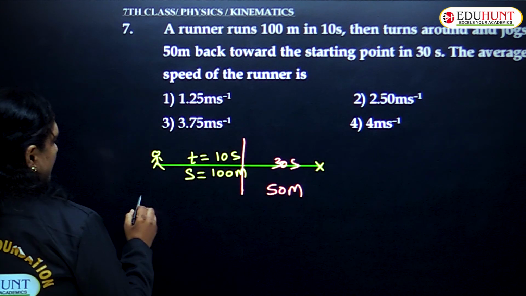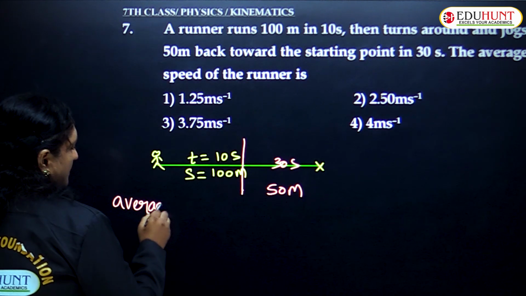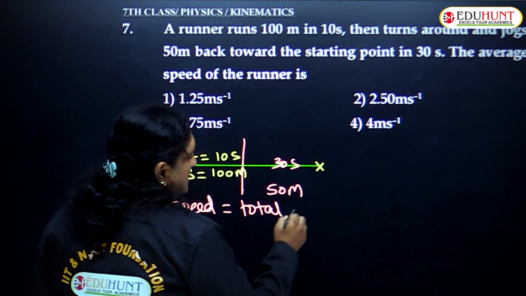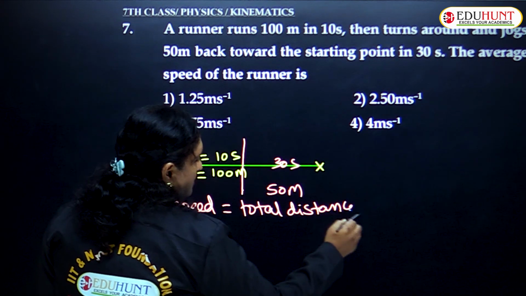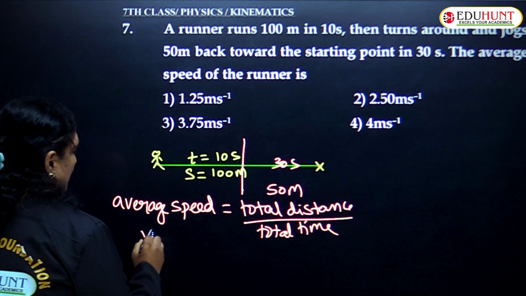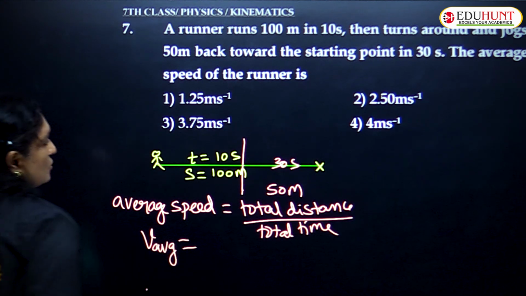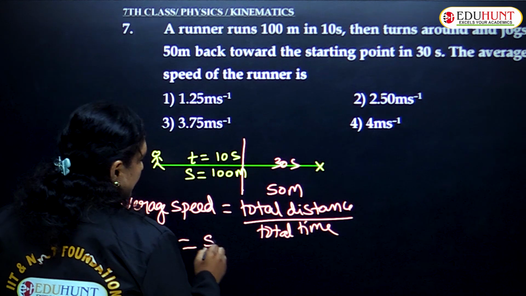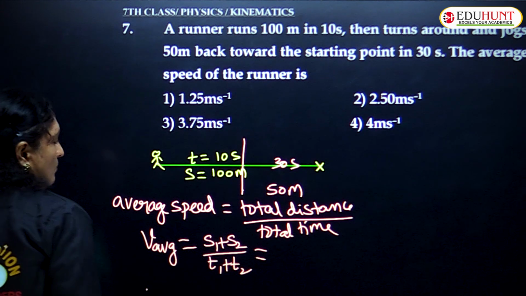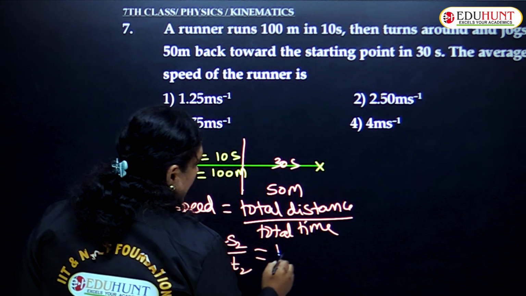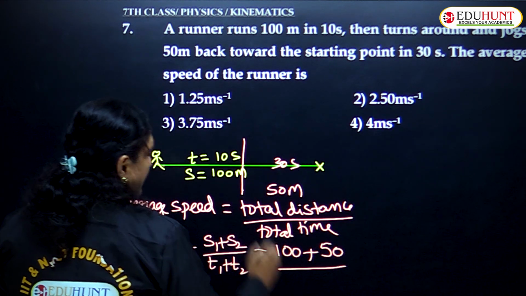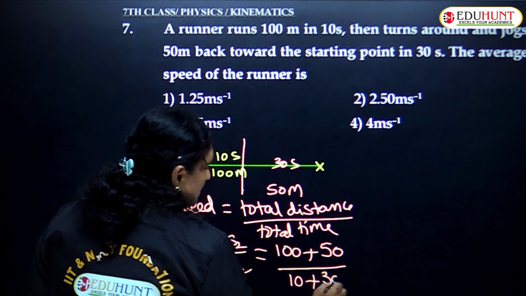Children, I already told you that average speed is equal to total distance by total time. Total distance by total time. Symbolically, average speed is written like this. Total distance means initial distance plus later distance, formula-wise S1 plus S2 by T1 plus T2. What is S1, children? What was the initial distance he covered? Here to here it is 100 meters. And the next distance he covered was 50 meters, whole upon the initial time of 10 seconds and the later time of 30 seconds.